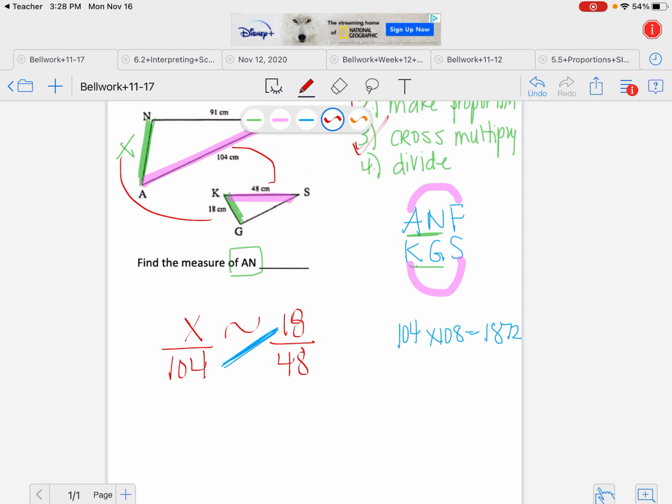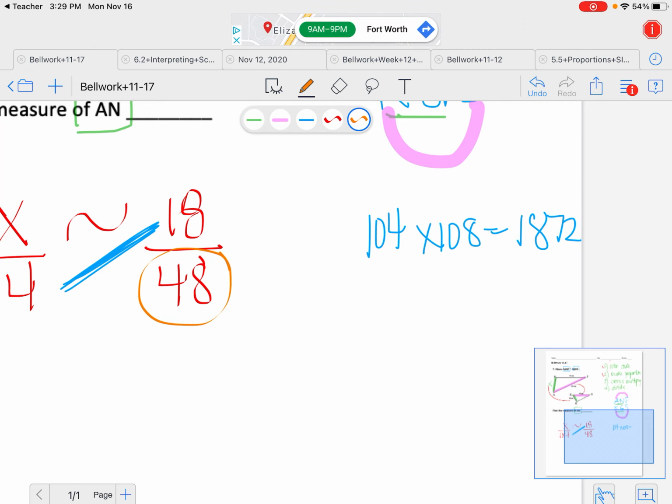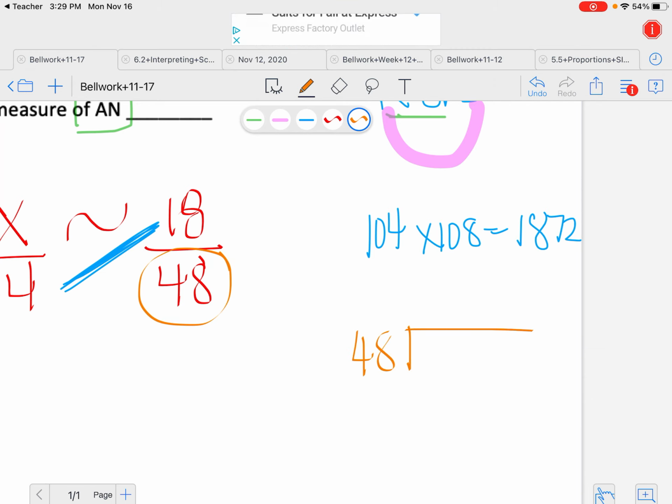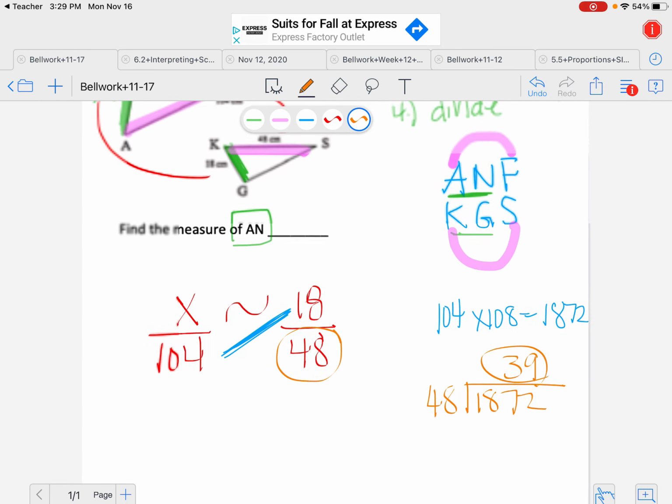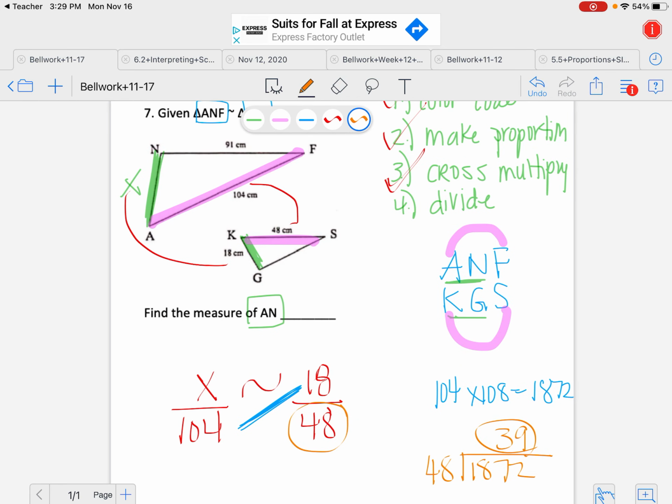Step 4 says divide, and I divide by the number I didn't use yet, which was 48. 48 divided into 1,872. I'm also going to do that on my calculator so it goes faster on this video. It's 39. So my missing measurement, the line segment that I needed to find, A to N, is 39 centimeters.